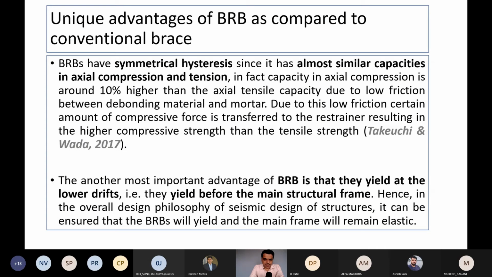That is, they yield before the main structural frame, so they can also act as a kind of fuse, we can say. So these are the first element which will act during the earthquake event, so that the main structural frame can remain intact, or rather in other words we can say that the main structural frame will be in the elastic range. Hence, in the overall design philosophy of seismic design of structures, it can be ensured that the BRBs will yield and the main frame will remain elastic. So, of course, a few iterations have to be made on this, and then accordingly it can be done.